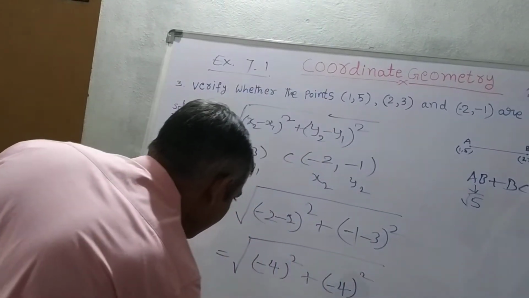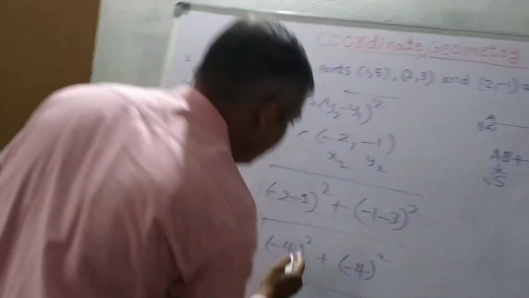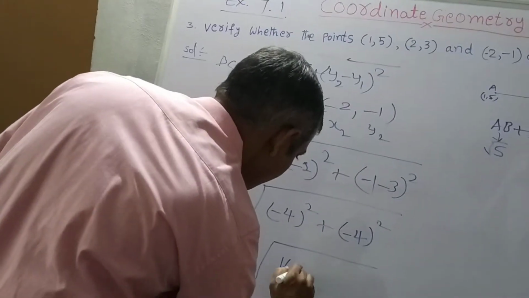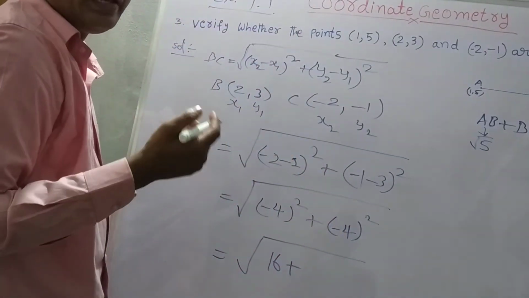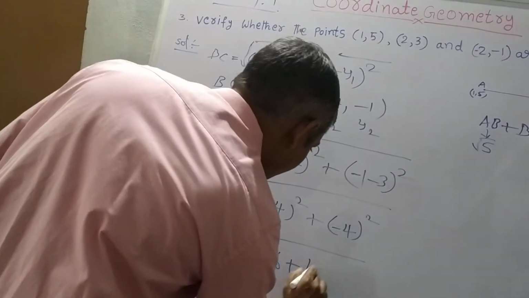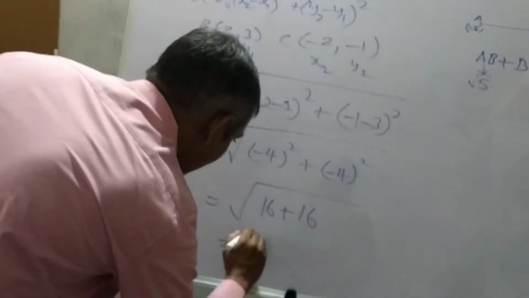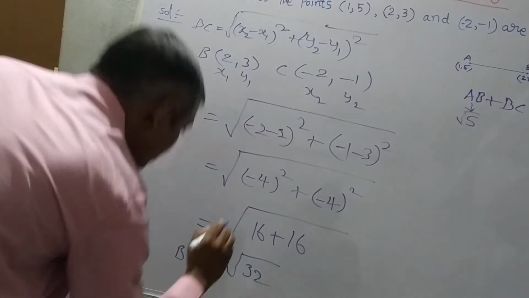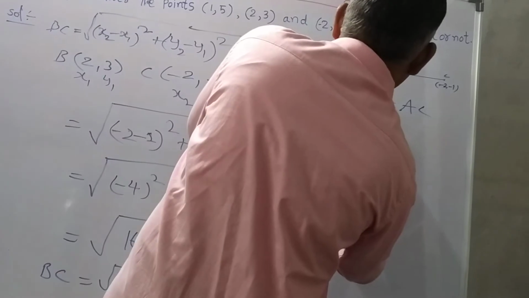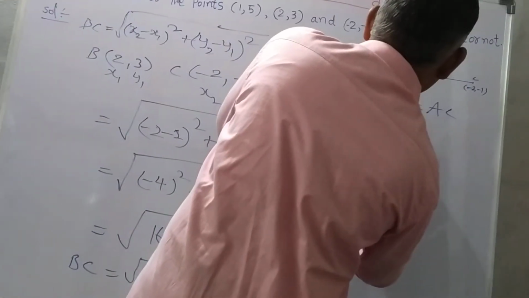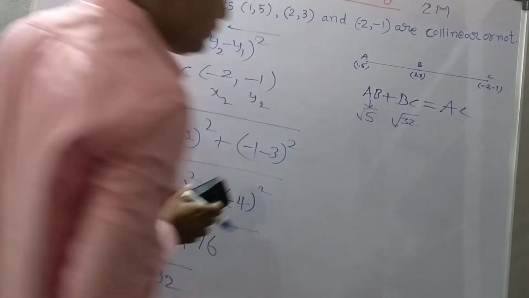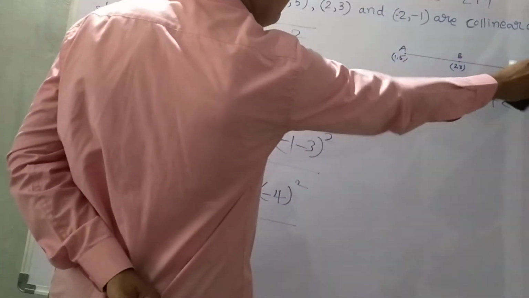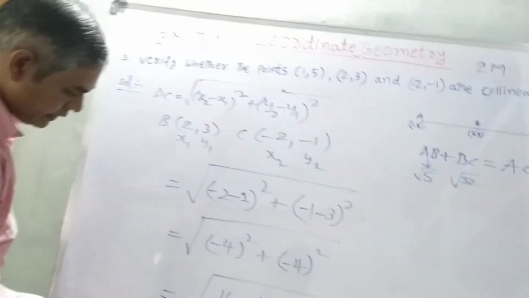Under root, minus 4 whole square means minus 4 into minus 4, that is plus 16, plus minus 4 whole square, same, minus 4 into minus 4, plus 16. The value is under root 32. The value of BC is under root 32.